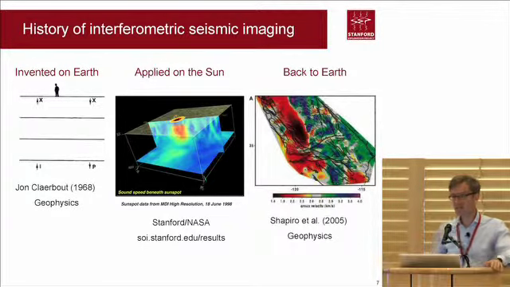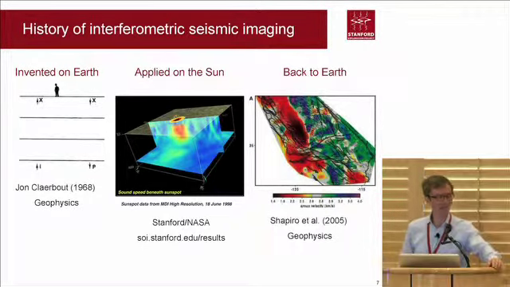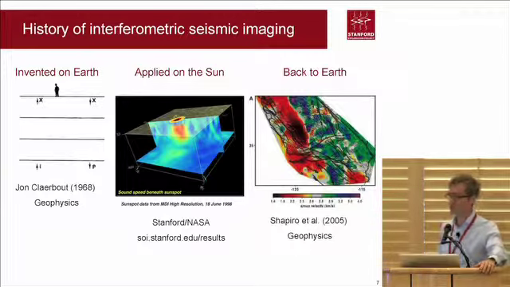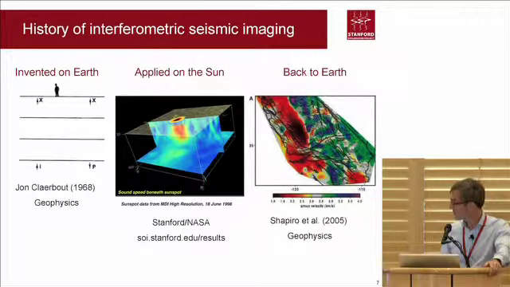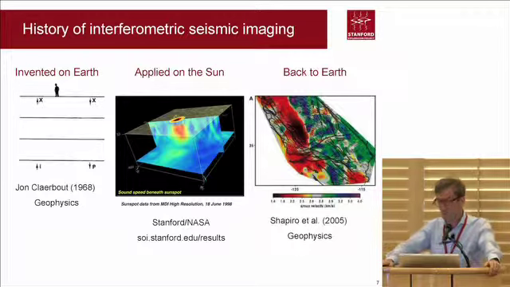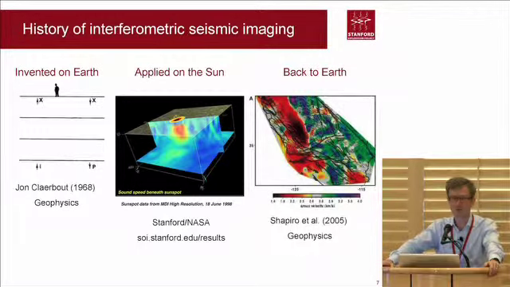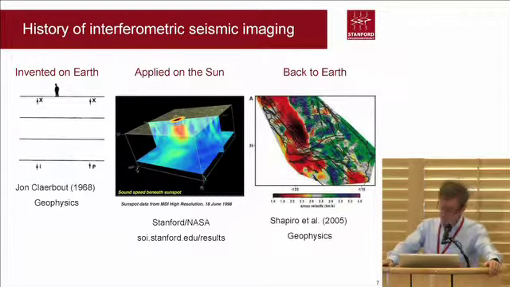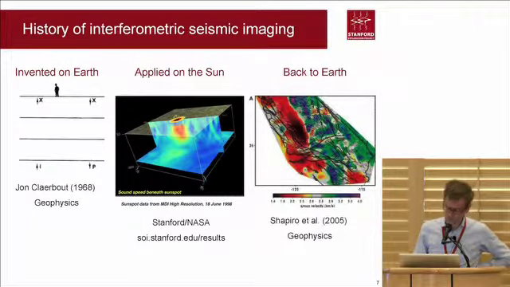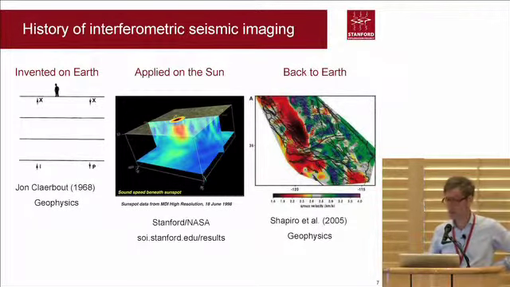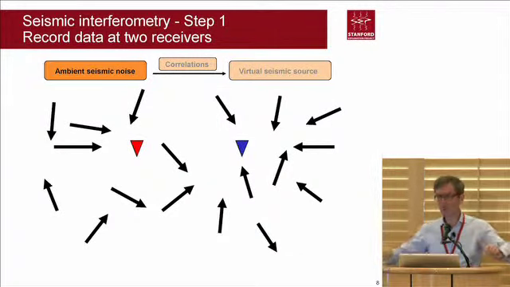Now, from the sun, it came back to Earth. Shame on us, exploration seismologists. The first ones that made it work were the earthquake seismologists. This is from a paper in Nature, not in geophysics, published in 2005, that gives you the velocity structure in Southern California. A lot of what makes the technology possible, as we'll see, is an improvement in receiving technology. But before that, we look at the results.